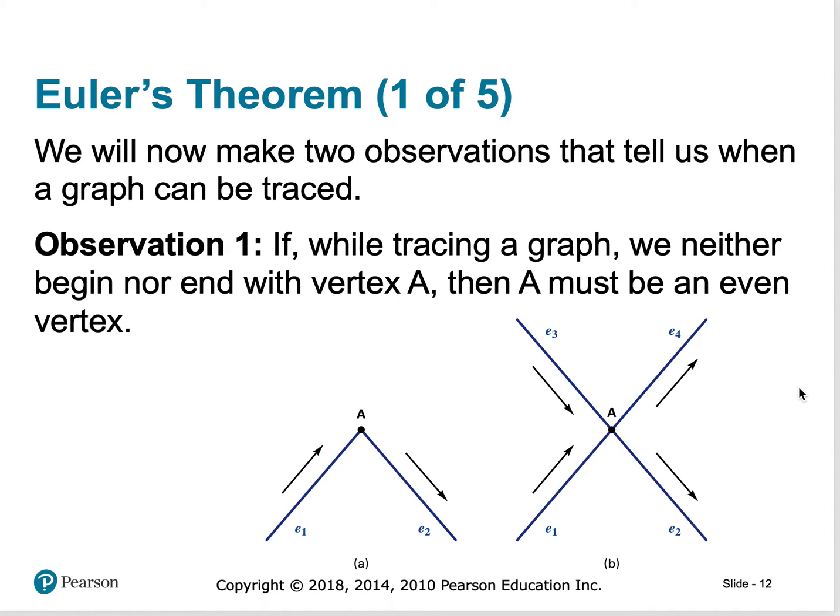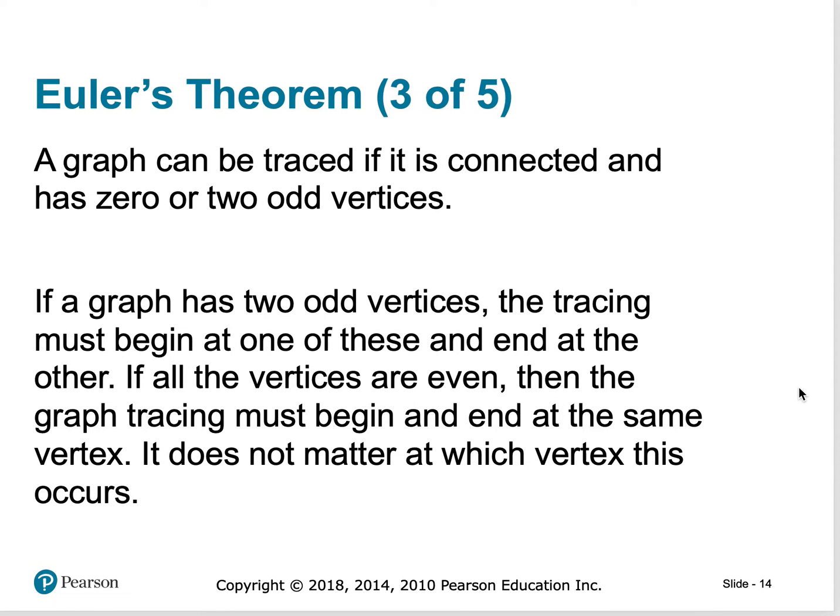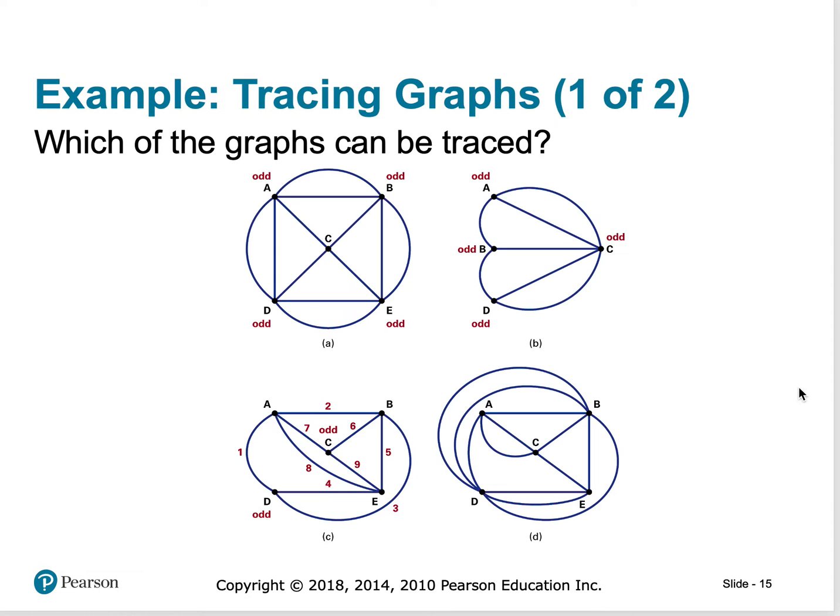So let's formalize this with a theorem. Looking at the observations made while tracing the graph: if I can't begin or end with vertex A, then A must be an even vertex. So I can't start at A, I have to pass through it. If a graph can be traced, then it has at most 2 odd vertices, and this follows directly from the first observation. A graph can be traced if it's connected and has 0 or 2 odd vertices. And you can get this just from sketching these pieces down.